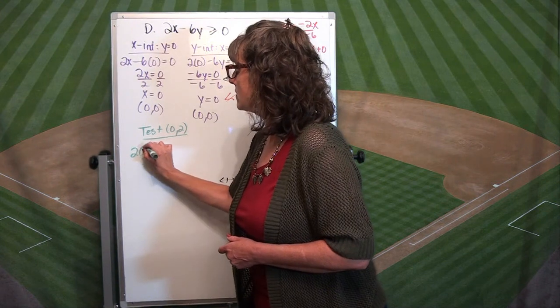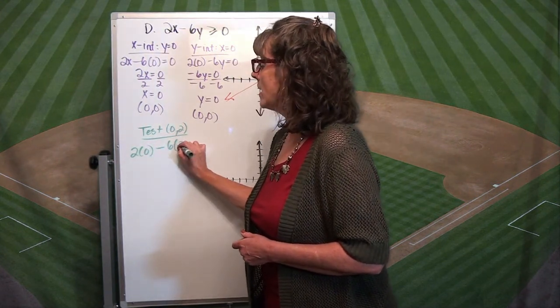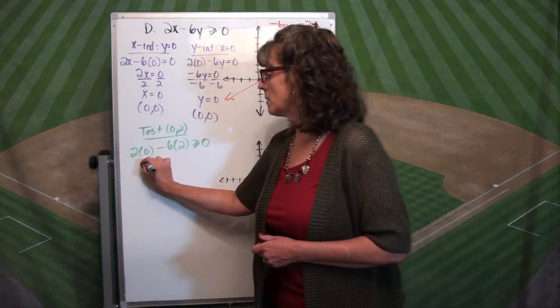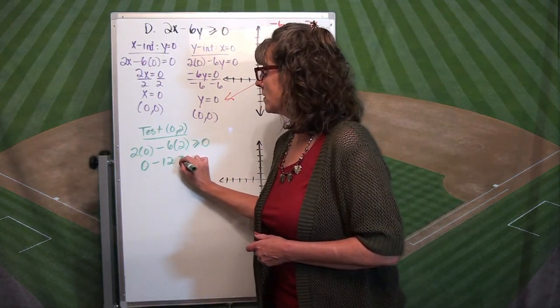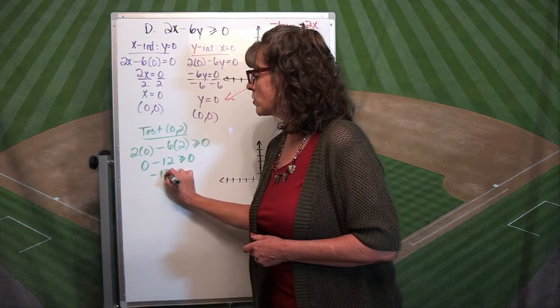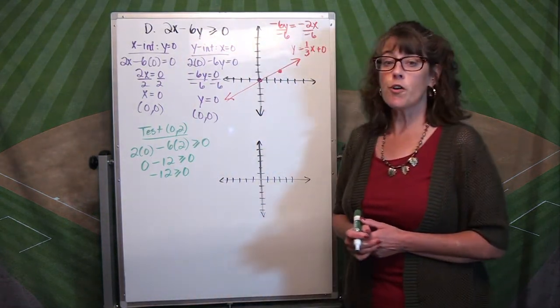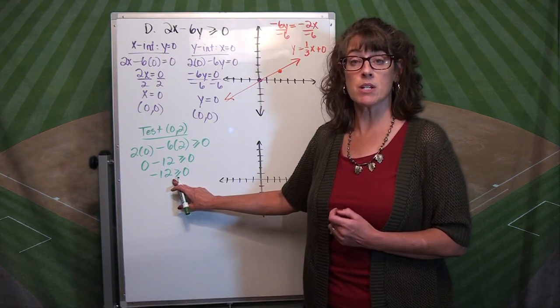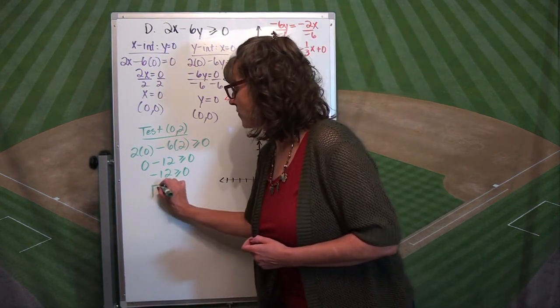I'm going to make my x 0, I'm going to make my y 2, and then I'm going to follow those order of operations. I'm going to multiply first, and then I'm going to do that subtraction. True or false? Negative 12 greater than or equal to 0. Is negative 12 bigger than? No, it's not. That's false.